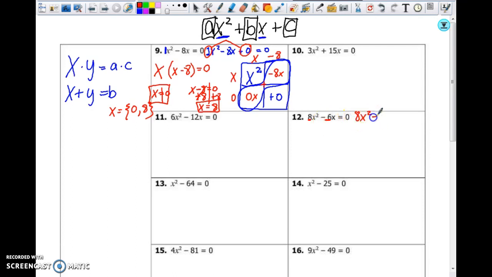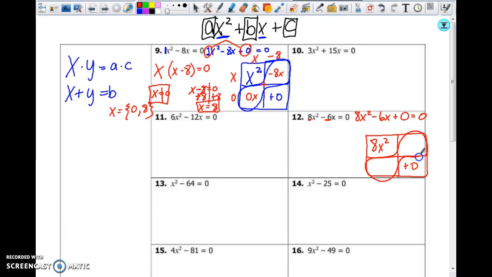8x squared minus 6x. And again, I'm missing the c, so I don't have it. So I know it's just a 0. Like there's nothing there. We don't need to add a 0, but I'm doing it so you can see it. And again, they set it equal to 0. So now I have my 3 terms, my a, my b, and my c. So now I can put this in a box. Your 8x squared goes here. Your 0 is here. And these are the two numbers.